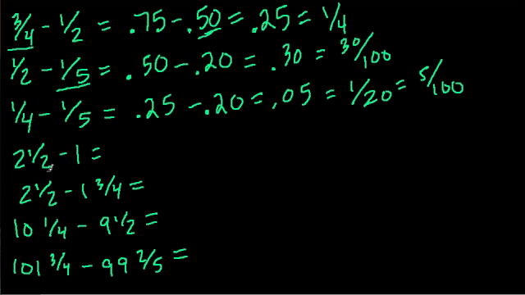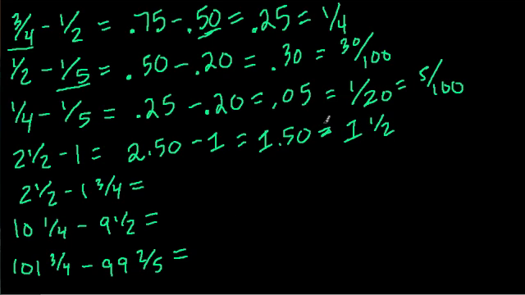Okay, moving on, we have 2 1/2 minus 1. Well, 2 1/2 is like $2.50 minus a dollar. That means you have $1.50 left over, and that's the same thing as $1 and 1/2 of a dollar, or 1 1/2. Building on that idea, we have 2 1/2, which we established here was $2.50, minus 1 3/4. Well, that's a dollar, and we established right from the beginning that 3/4 is 75 cents.